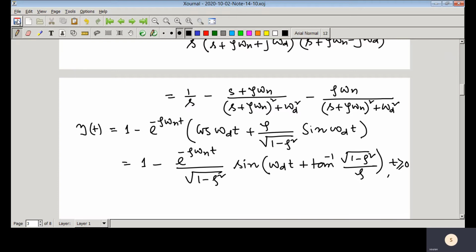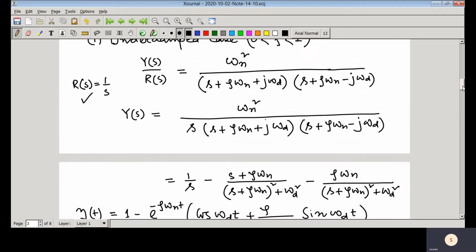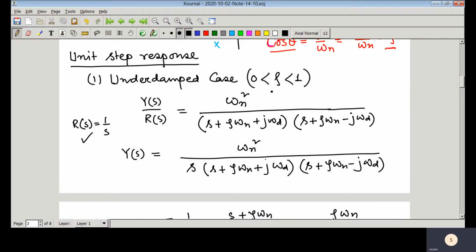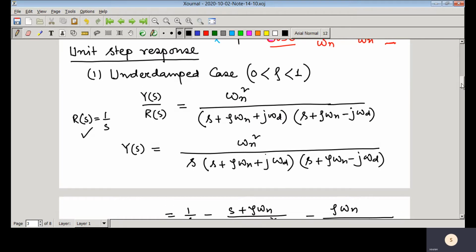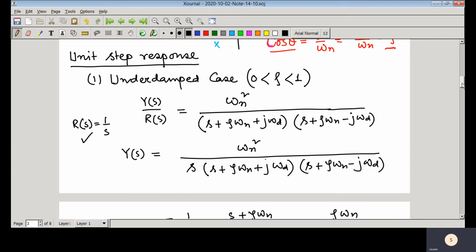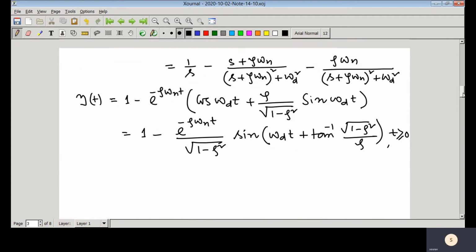So we have derived that particular expression in Laplace transformation, and here we can see that whenever zeta is between 0 to 1, the response is called the underdamped response, and we have that y(t). So this is that expression. Later on we will see what the time response looks like. We'll be plotting the response later.